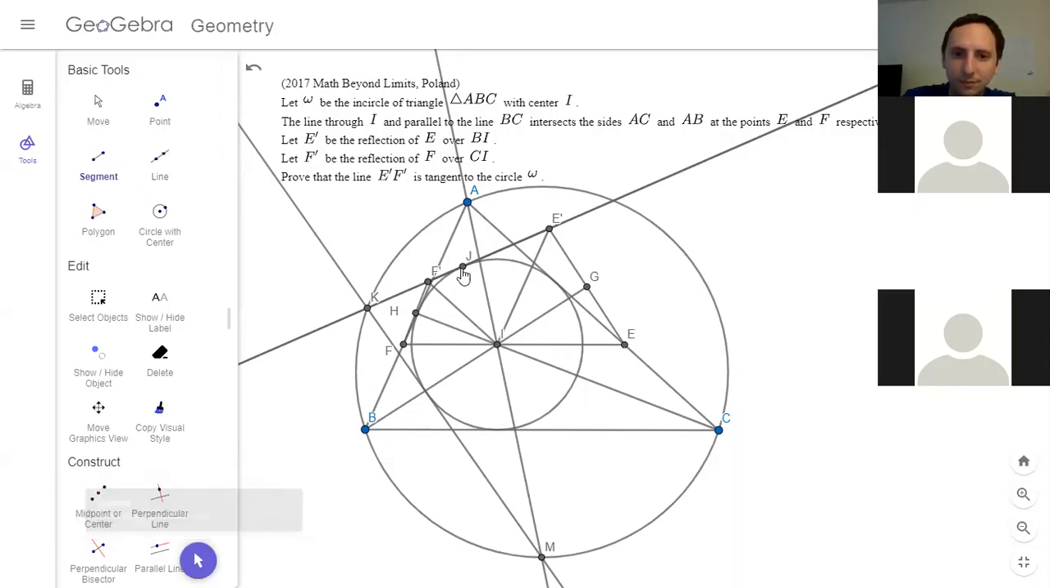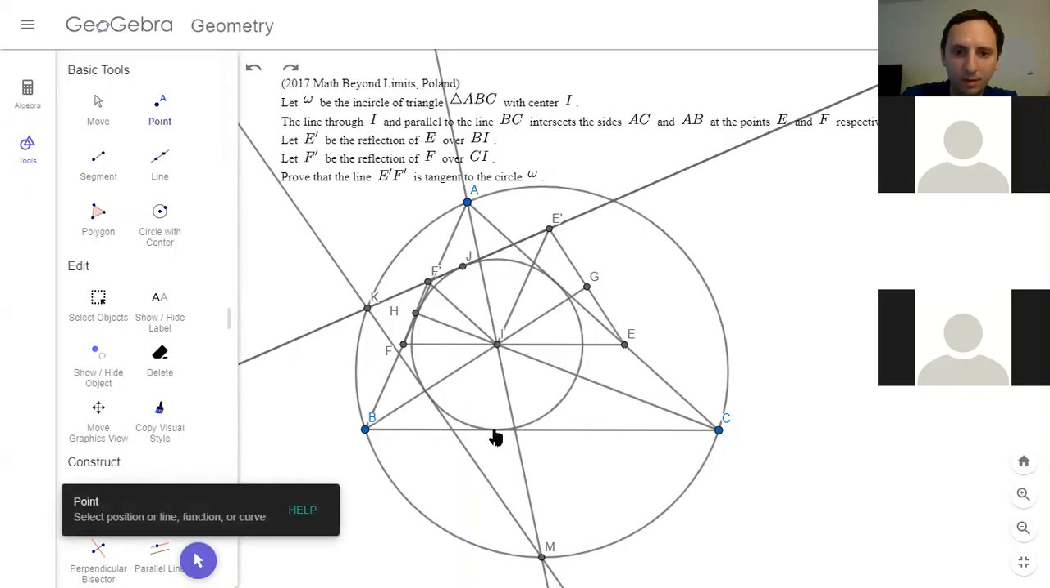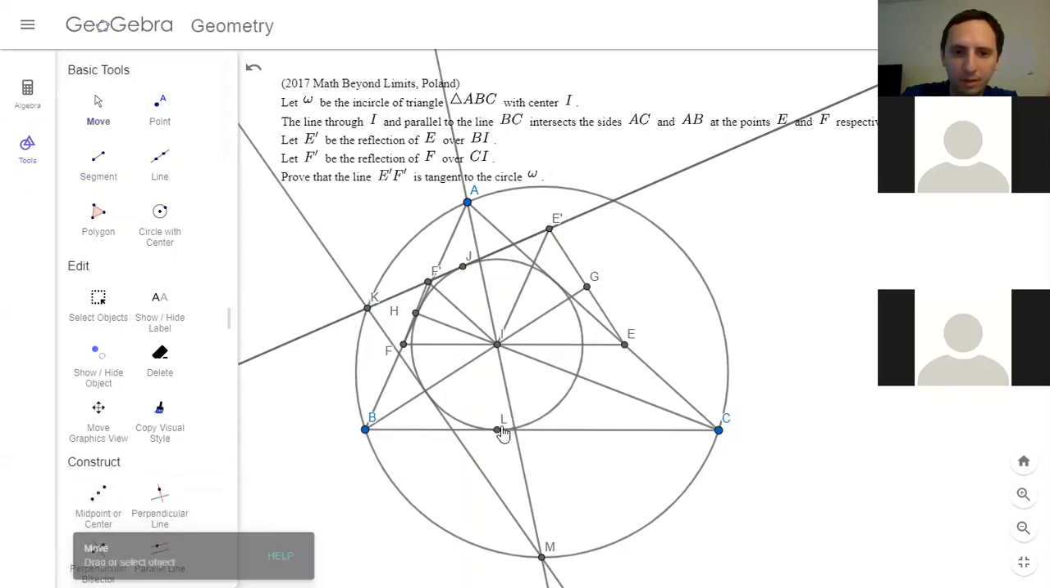Let IJ be the perpendicular from I to F prime E prime. Now we're going to prove IJ is equal to ID. Just let BC be tangent to the incircle at D, and we prove that IL is equal to IJ. Okay, so hold on just a sec. No, I like that idea a lot.